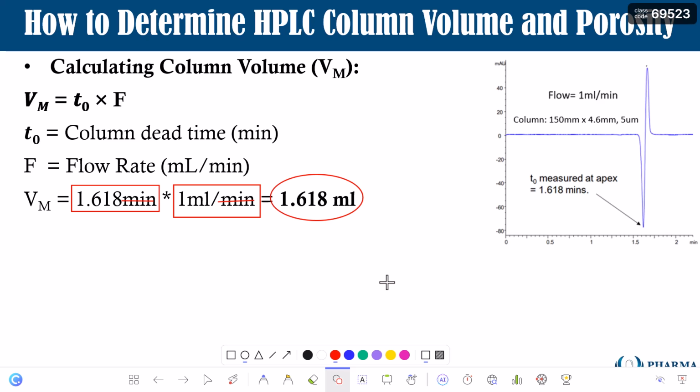This volume can be occupied by the mobile phase. This volume can be the interspaces between the particles of the stationary phase, or the pore volume of the pores present on the particles. I hope you understand how it has been calculated.